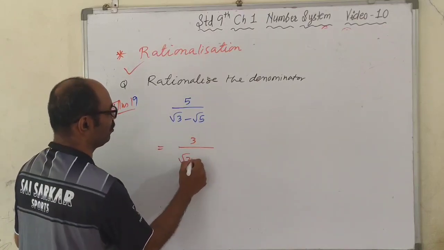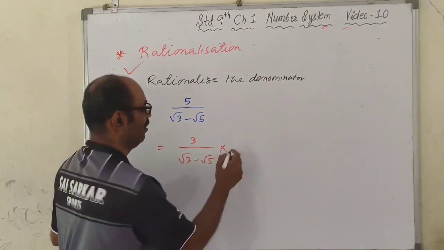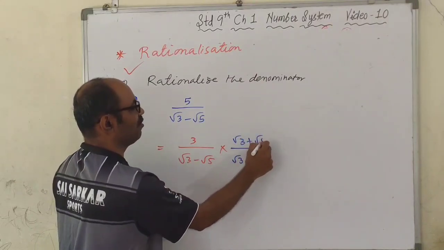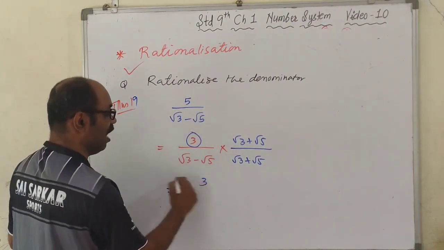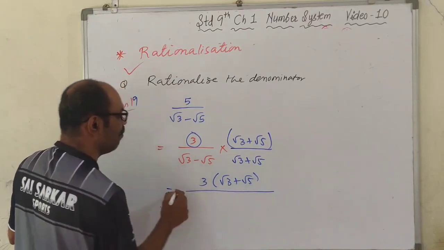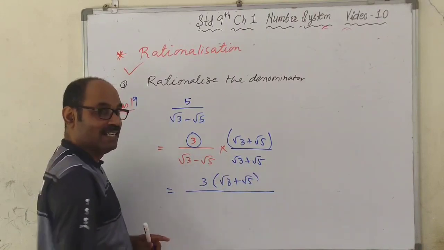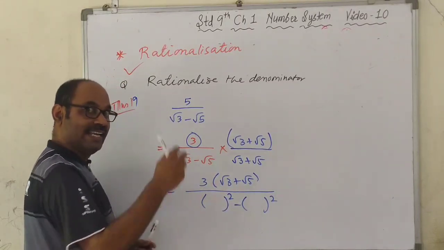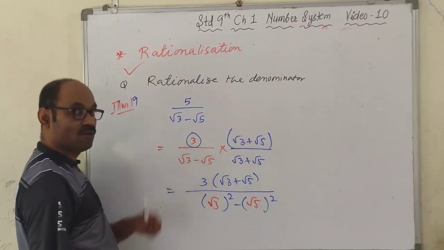This is 5 upon root 3 minus root 5, multiplied by 1. But I'm going to write directly that 1 as root 3 plus root 5 upon root 3 plus root 5. This is actually 1. Now here, in the numerator, you have a monomial and a binomial. Hold on. Now this is binomial into binomial of type a plus b into a minus b. First term same, second term opposite. So expansion is first term square minus second term square. Identity here. What is the first term? Root 3. What is the second term? Minus root 5.